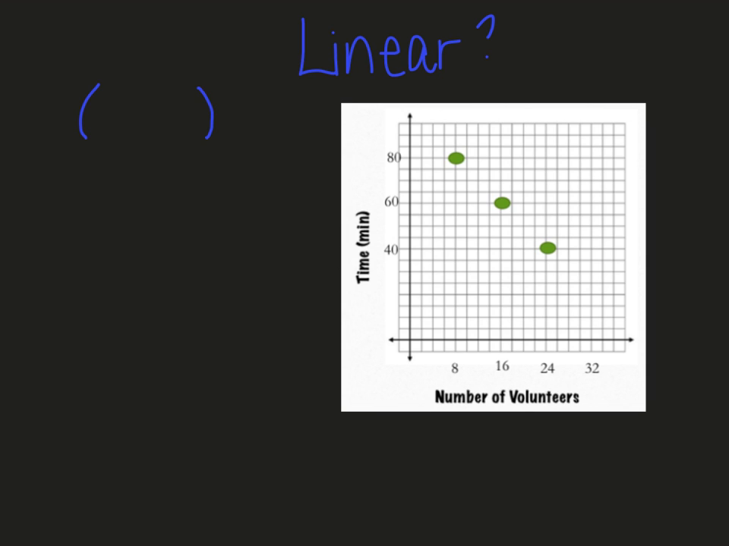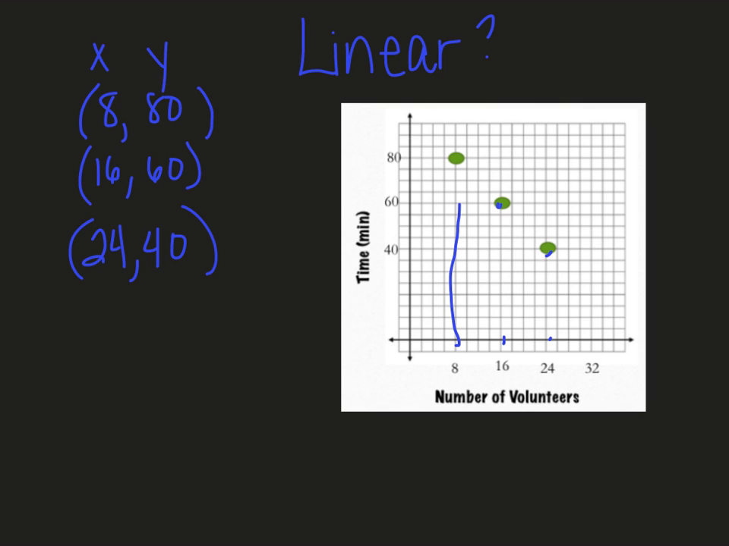So my first dot is over 8, up 80. So it's 8 and 80. My second dot is over 16, to 60. And then my next dot is 24, to 40. Okay, so those are my ordered pairs. Now, you could put them in a table if you wanted to, but I know that my first numbers represent X and my right-hand numbers represent Y.